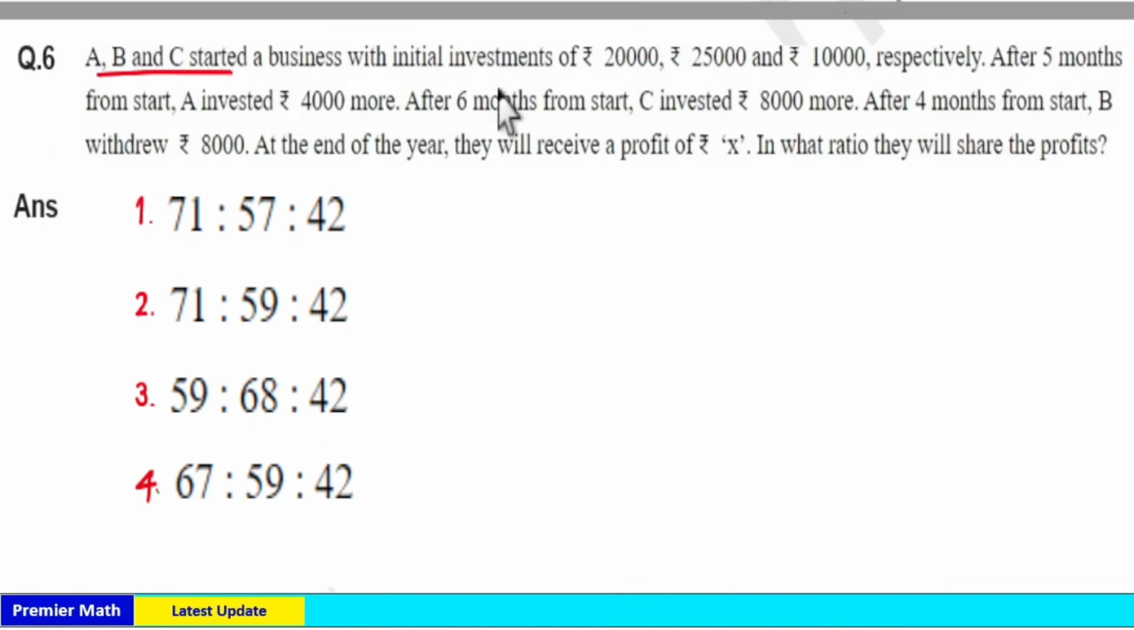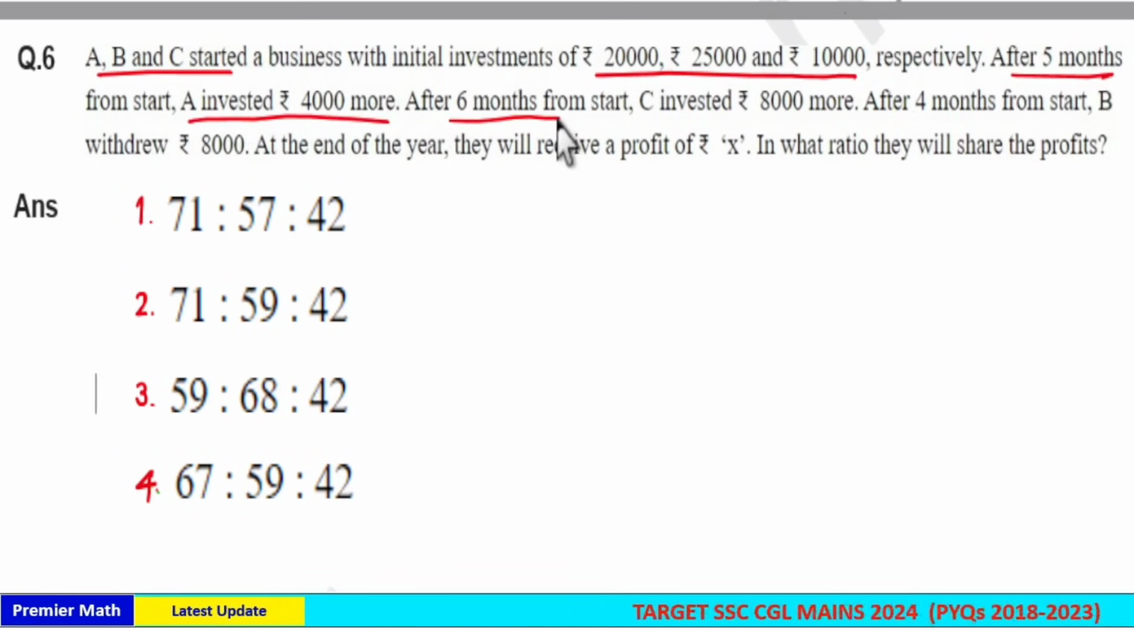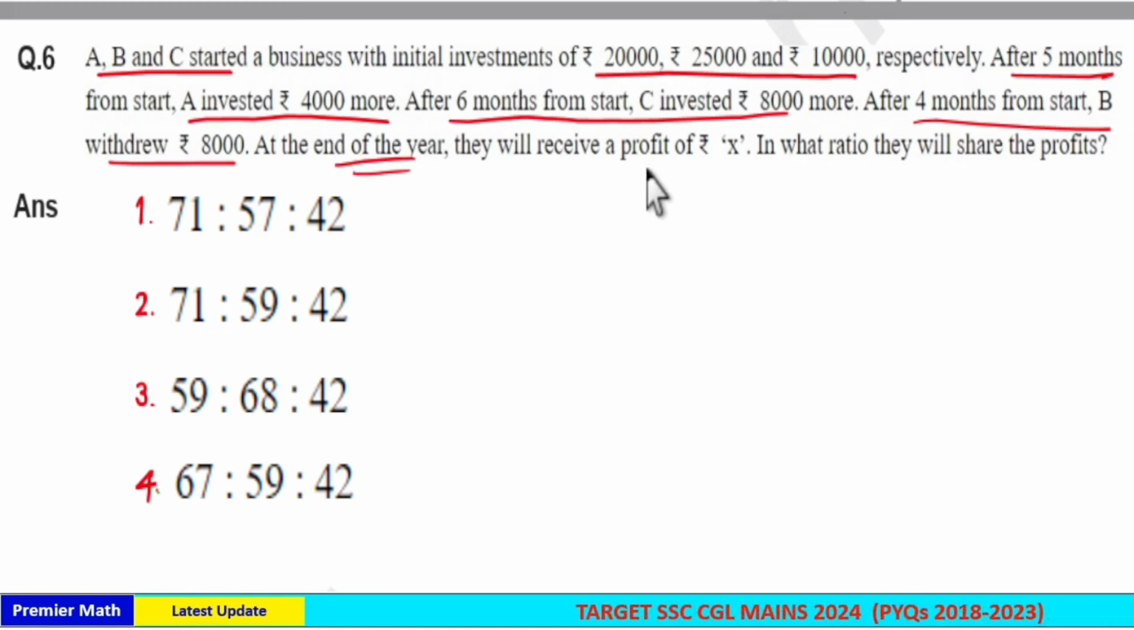A, B, C started a business with initial investments of 20,000, 25,000 and 10,000 respectively. After 5 months from start, A invested 4,000 more. After 6 months from start, C invested 8,000 more. After 4 months from start, B withdrew 8,000. At the end of the year, they will receive a profit of ₹6. In what ratio will they share the profit?